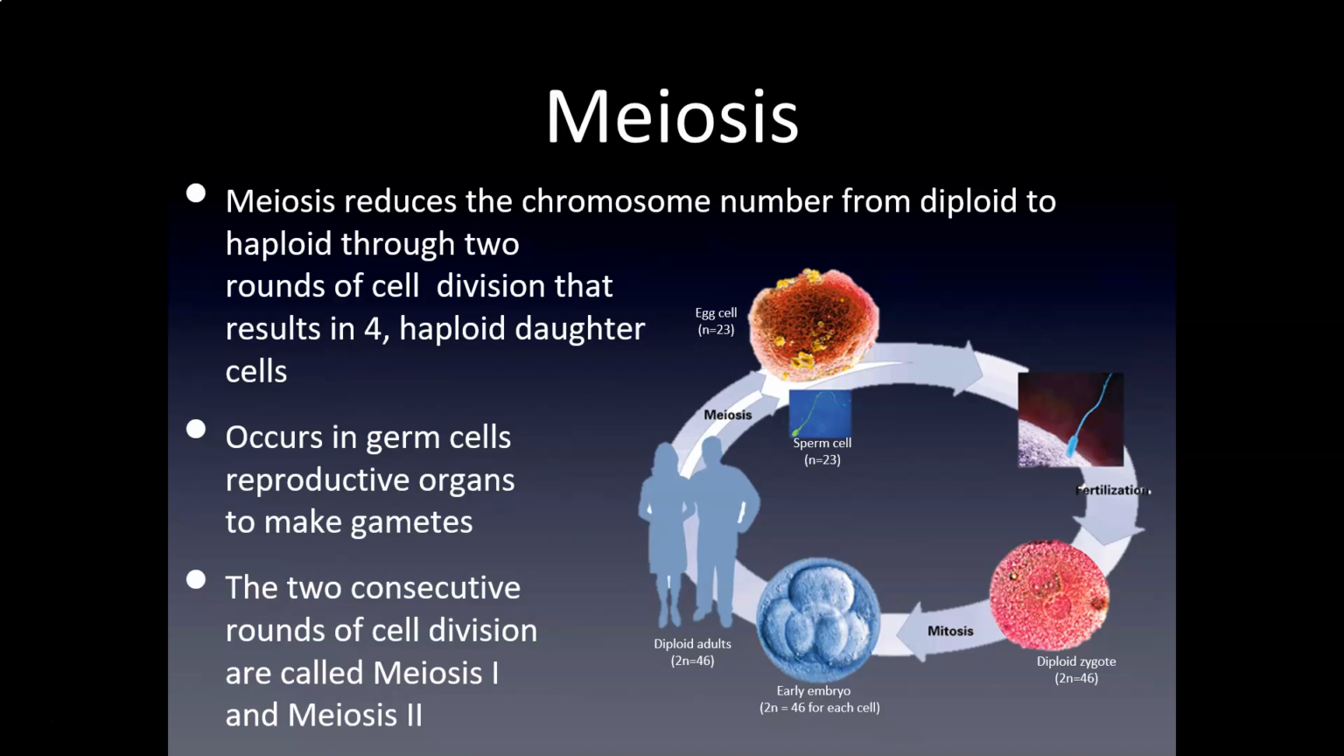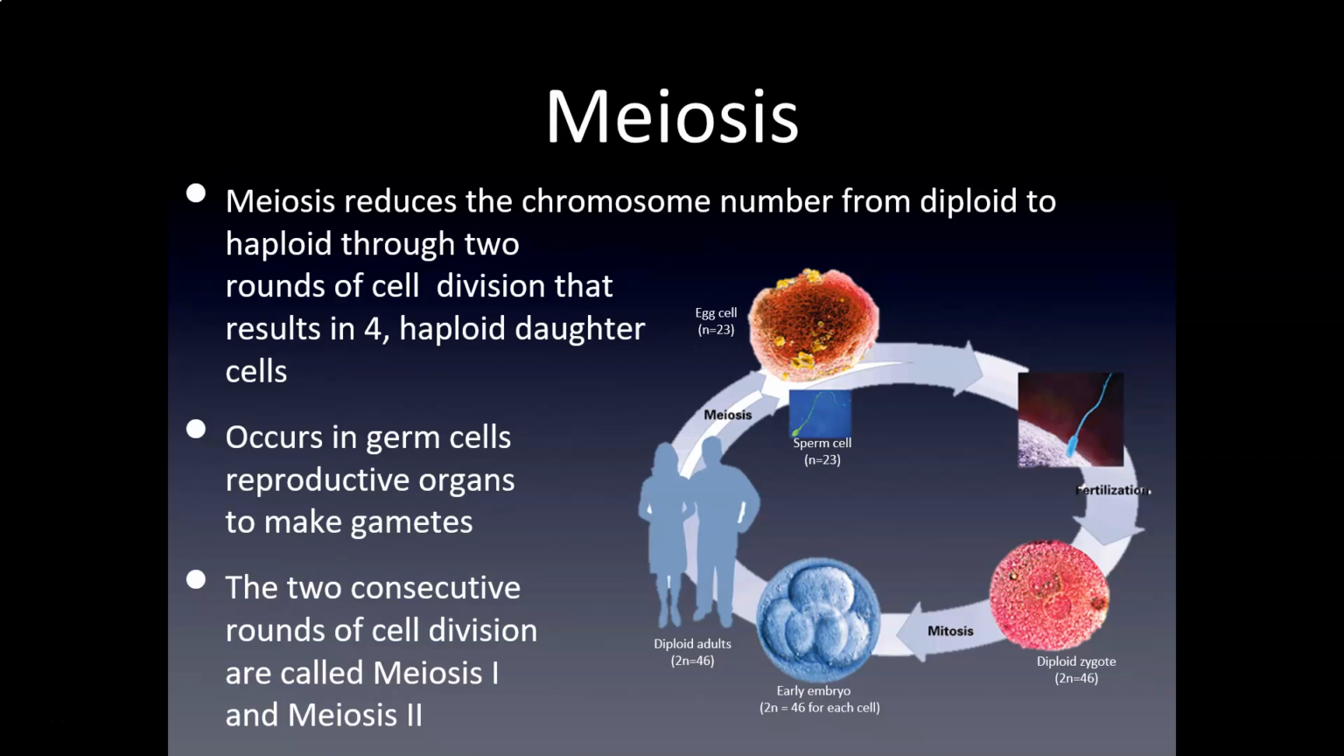So this is only going to happen in germ cells in adult humans. Those diploid adult germ cells will go through meiosis, cut the chromosome number in half to create these haploid daughter cells, these haploid gametes.